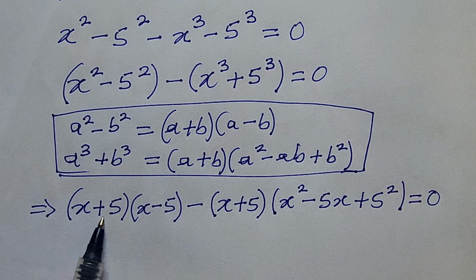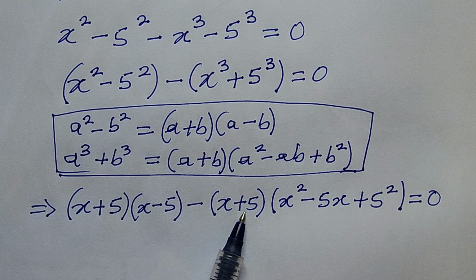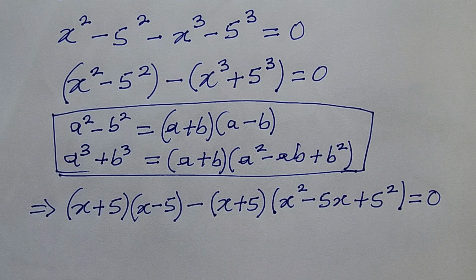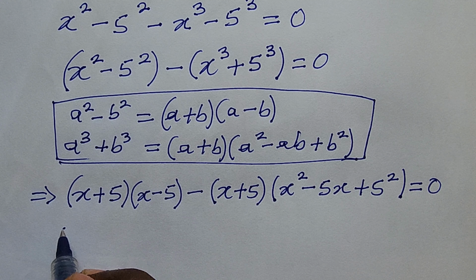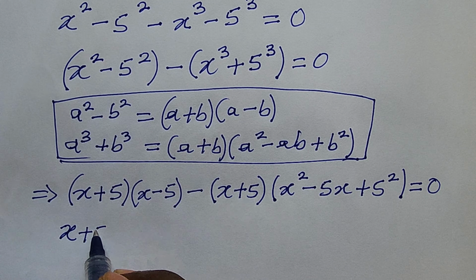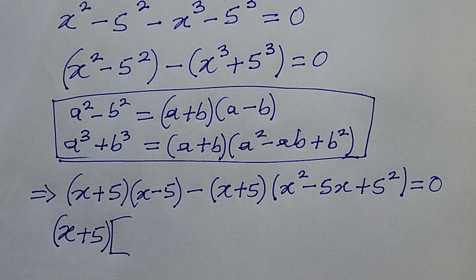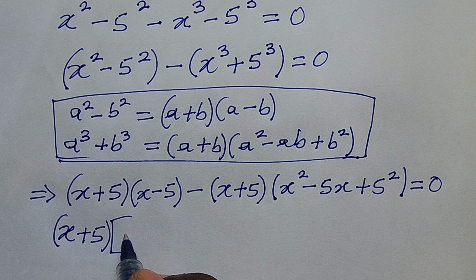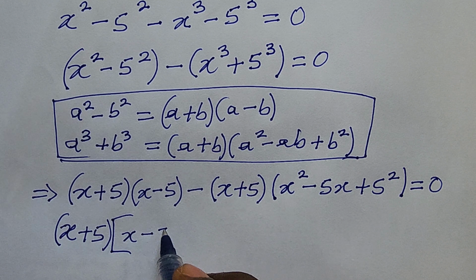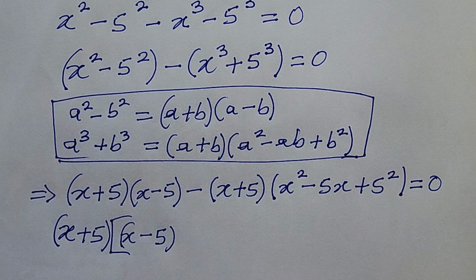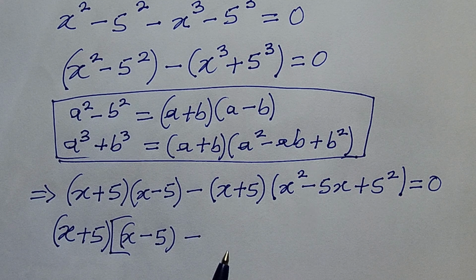Now, what do we do now? Look at what we have here. We are having x plus 5. Here we are having x plus 5. So we can easily factor out x plus 5 from the system. So if we do that, it's going to give us x plus 5 close bracket, then bracket. If we use this to divide this, we are left with x minus 5. Let's put this in bracket, then minus.